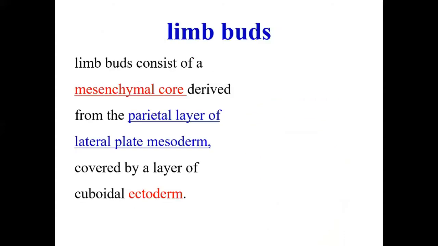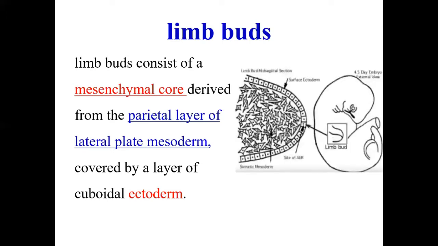Now let us see how this limb bud is formed. What is its composition? The limb bud is composed of mesenchymal tissue derived from the parietal layer of lateral plate mesoderm, and this mesenchymal tissue is covered by a layer of ectoderm, and this ectoderm is cuboidal epithelium. If we see the picture, this is the limb bud and this is the picture of the composition, that is, the structure of the limb bud.